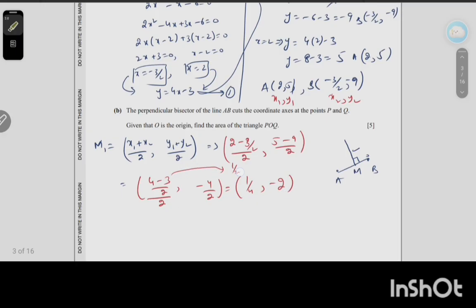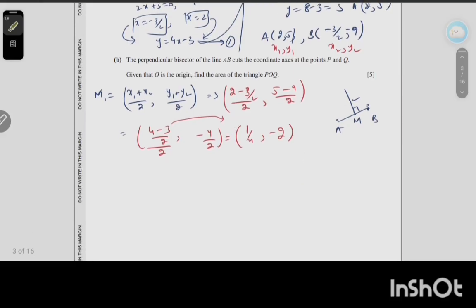It will be 1 by 2, and 1 by 2 multiplied by 1 by 4. Okay, dear student, you have to understand it. Second one is, first of all, we have to find the midpoint. Now we have to find the gradient of AB.